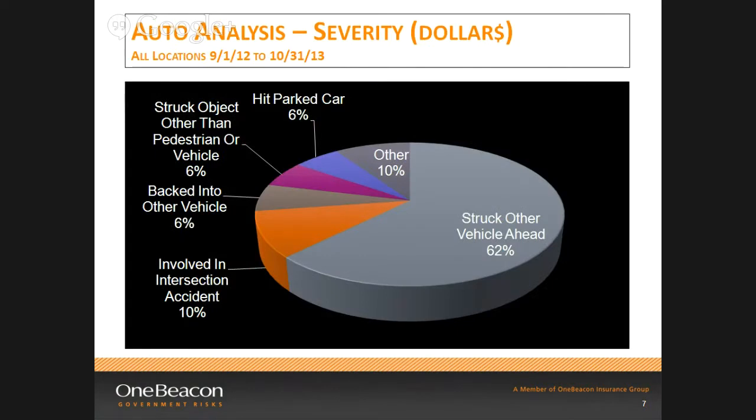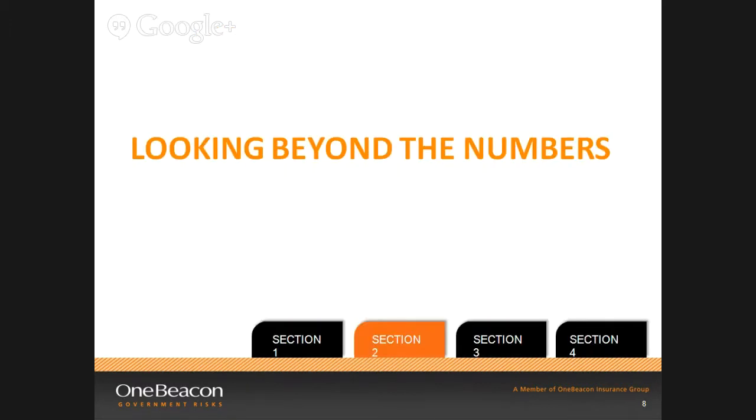This is just a little bit different look. 62% of all the accidents are that struck other vehicle ahead. In other words, rear-end accidents. We're hitting the car ahead of us. So we have some real thoughts on what's driving that, but let's go ahead and go right down the list. Kyle, thanks. Let's look just a little bit beyond those percentage numbers. Next item.